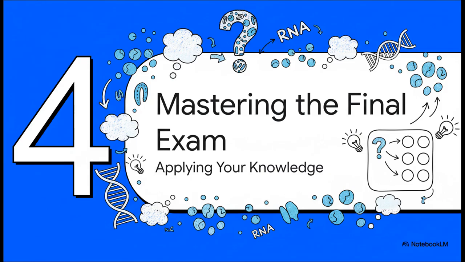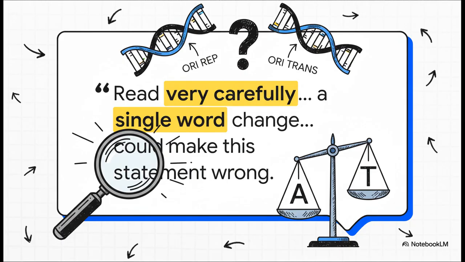Now let's switch gears and talk strategy. How does this stuff actually appear on the final? And how can you use what you know to nail those questions? First things first, and this is straight from Professor Pasquinelli, you have to read every single word of the question and the answers. It is so easy for a question to swap one tiny word, like replication for transcription, and that one change can make a statement totally wrong. So slow down and be precise.